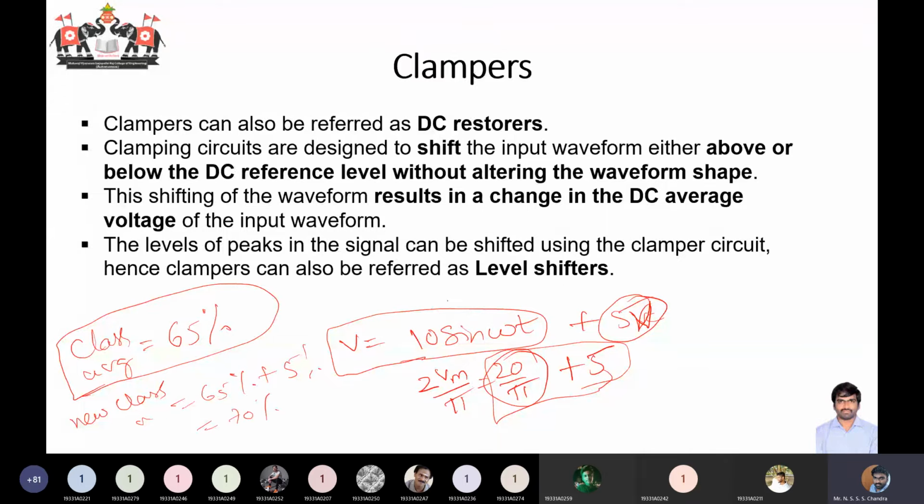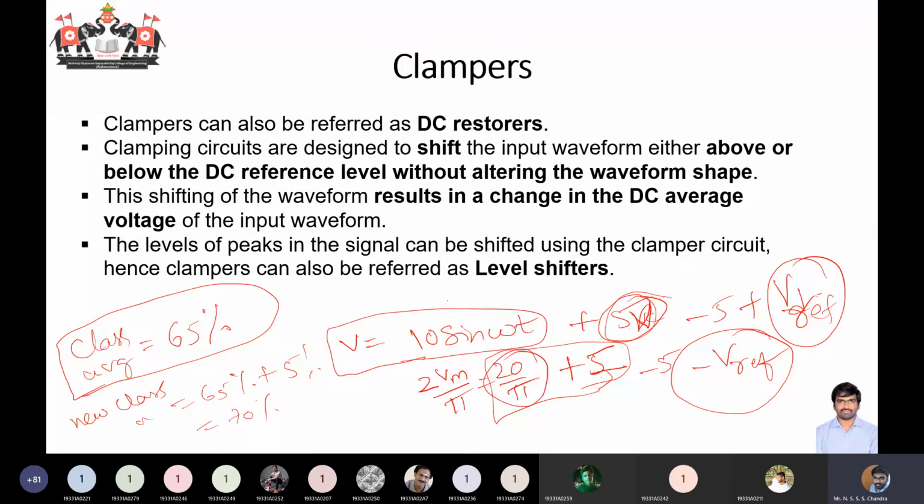Right? In a similar way, if you are adding this additional DC voltage at every instant, your average DC will be shifted by this amount. So if it is 5 volts, it will be increased by 5 volts. If it is minus 5 volts, it will be decreased by 5 volts. If it is some V DC or V reference, then it will be increased by V reference. If it is minus V reference, then it will be decreased by V reference. So you are able to change the level of the waveform.